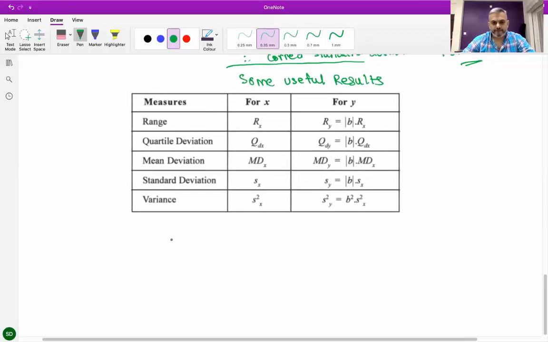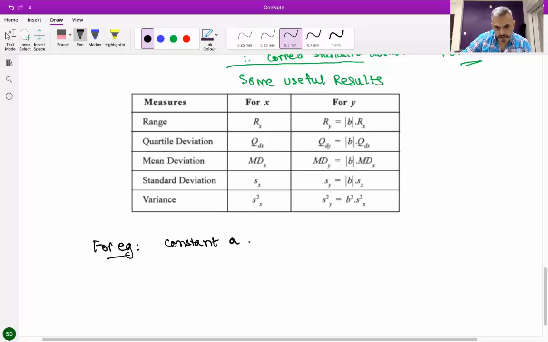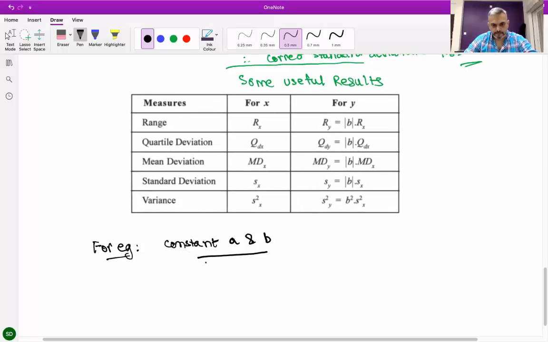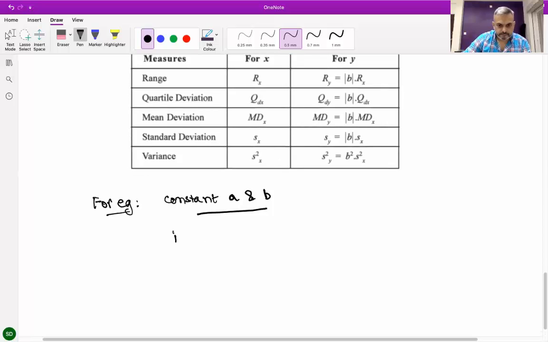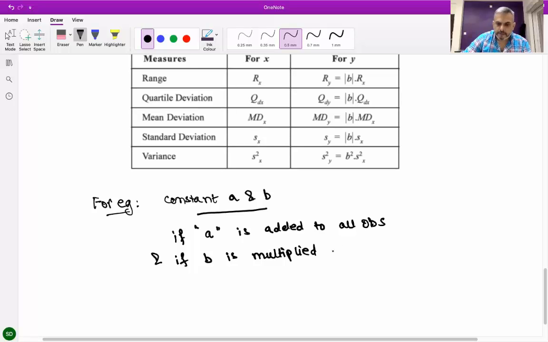Now what are these results? Let's say for example, there are two constants, constant A and constant B. Now if A is added to all observations and if B is multiplied with all observations.